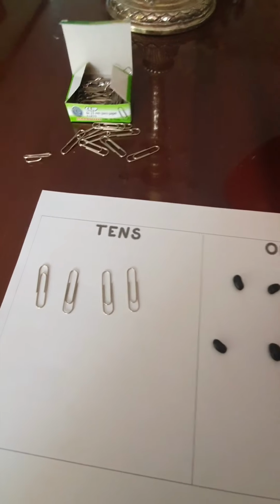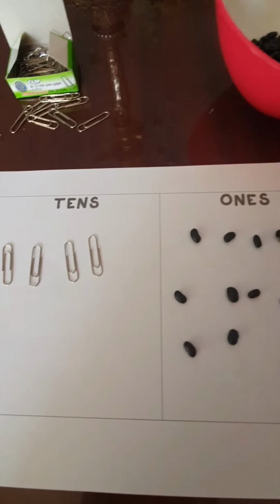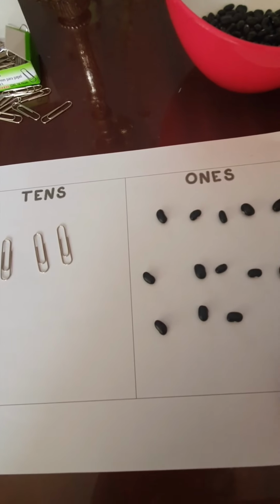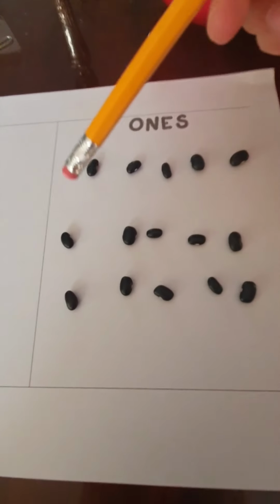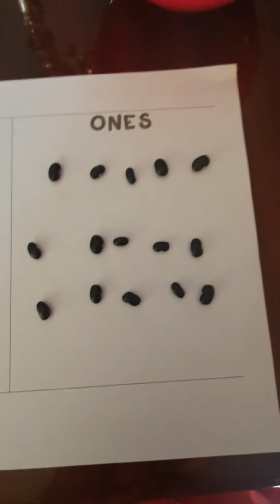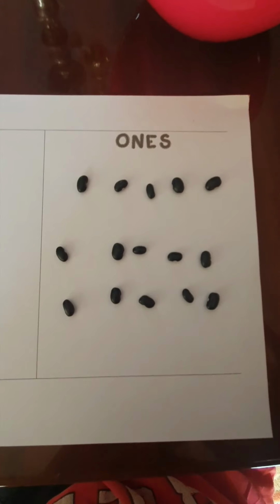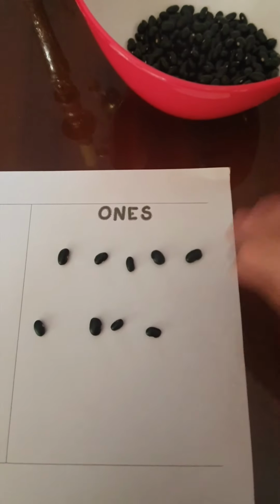1, 2, 3, 4, 5, 6, 7, 8, 9, and 10. Let's check if we put 10. 1, 2, 3, 4, 5, 6, 7, 8, 9, 10. So it's correct. Okay, now that I changed them, now I can subtract. Let's remember that we have to take away 6. Let's take away 6. 1, 2, 3, 4, 5, and 6. We already took away 6.